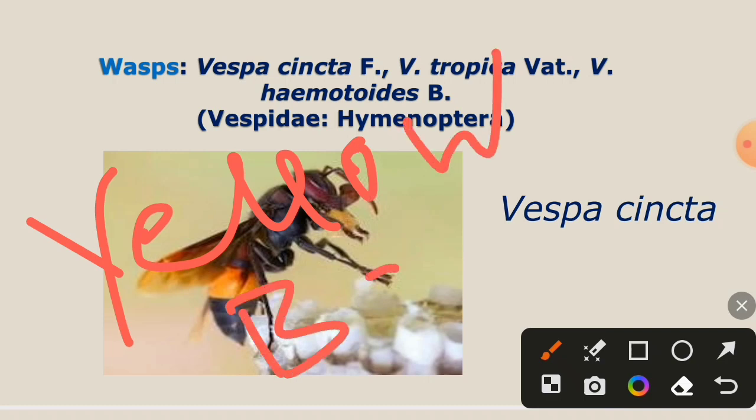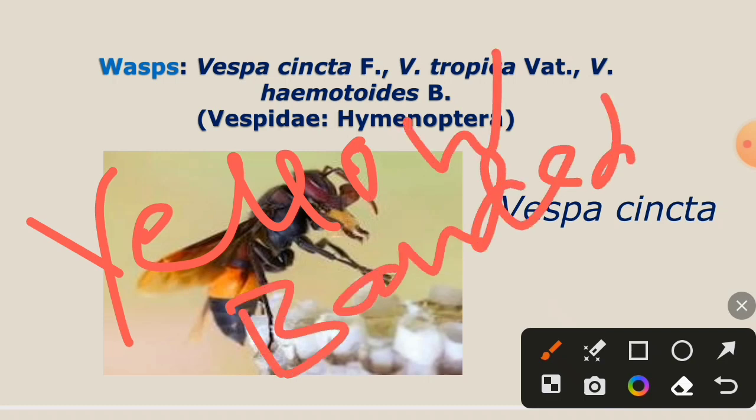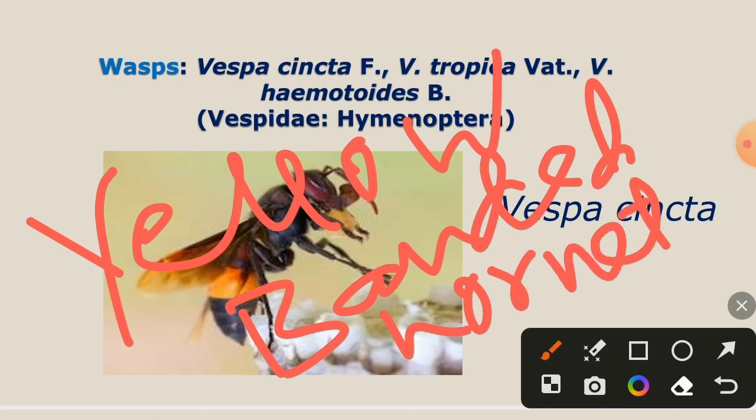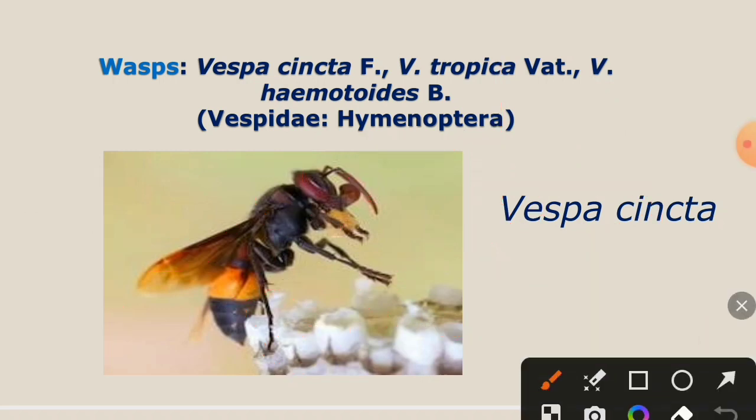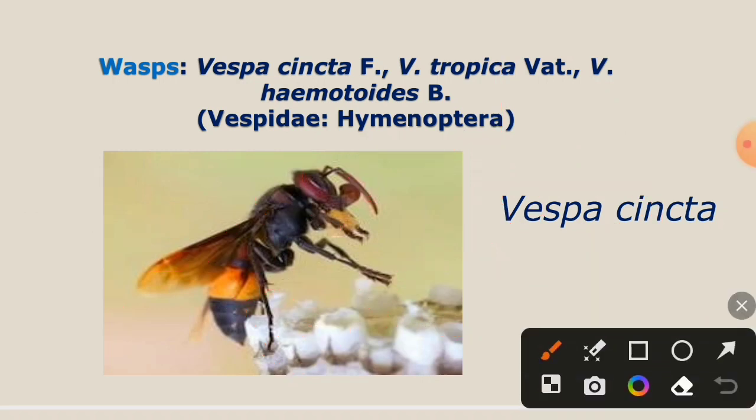Yellow banded hornet. It is called yellow banded hornet because, as you can see in the image, it has a broad yellow band on the abdomen region.